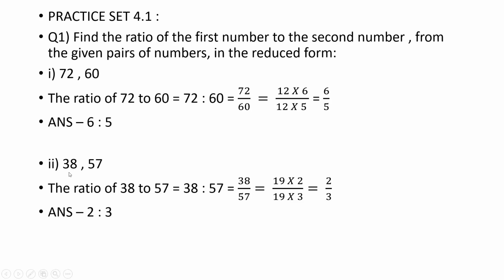Second question, 38, 57. So we will write the ratio of 38 to 57 is equal to 38 is to 57, which is equal to 38 upon 57, which is equal to 19 multiplied by 2 upon 19 multiplied by 3. 19 twos are 38 and 19 threes are 57. 19 in the numerator and the denominator will be cancelled and we will be left with 2 upon 3. So our answer is 2 is to 3.